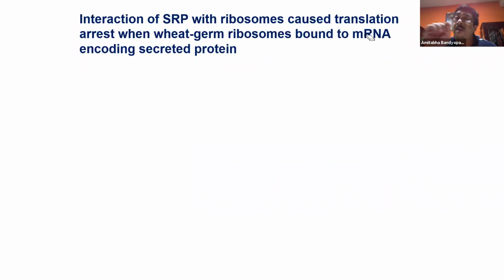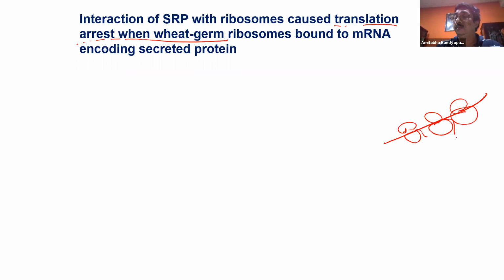Now, when SRP interacts with the ribosome, there is a translational arrest. That is very, very important. There is no membrane now. All you have are mRNAs on which ribosomes are calling, and there is protein coming out. If there is SRP, then SRP will bind to it and there will be a translation arrest.